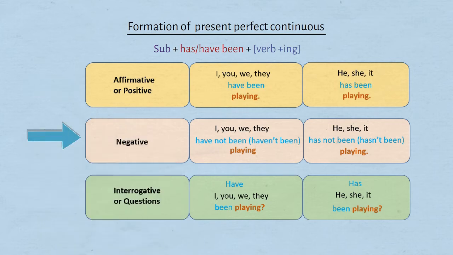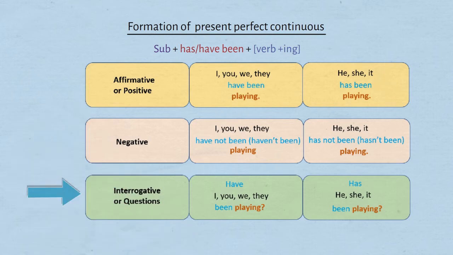Negative sentences. I have not been playing. You have not been playing. We have not been playing. They have not been playing. He has not been playing. She has not been playing. It has not been playing.